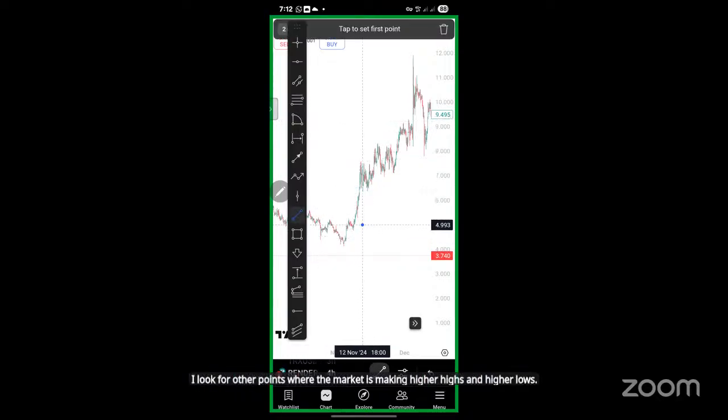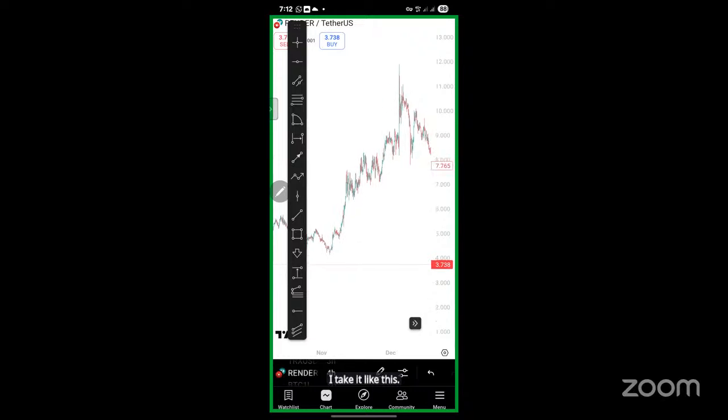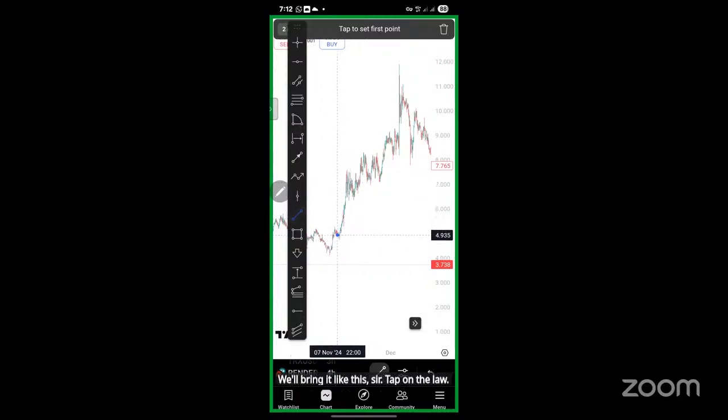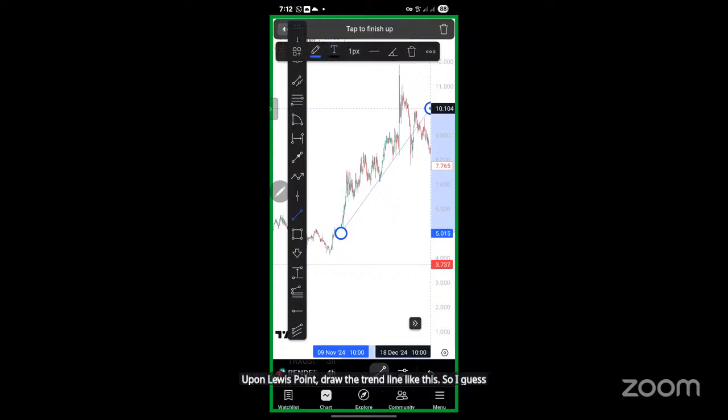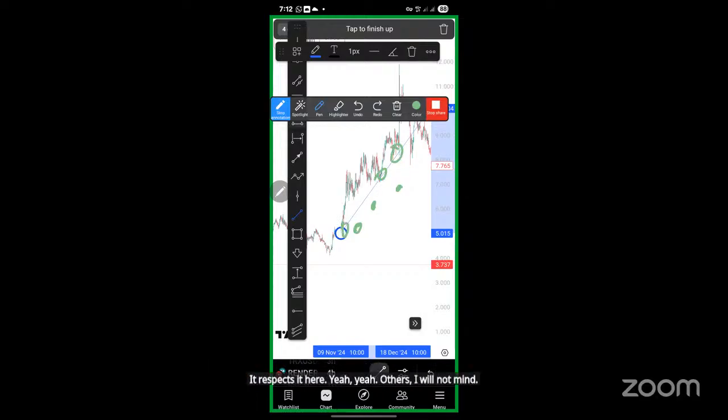So I tap on this down. I take it like this. We bring it like this. Tap on the lowest point, draw the trend line like this. So I just make sure it respects it. It respects it here, here, here. Others I will not mind.